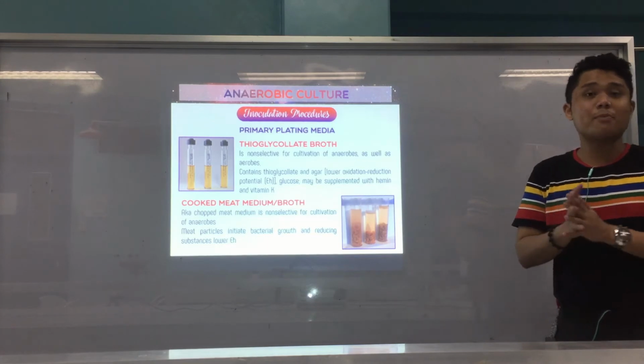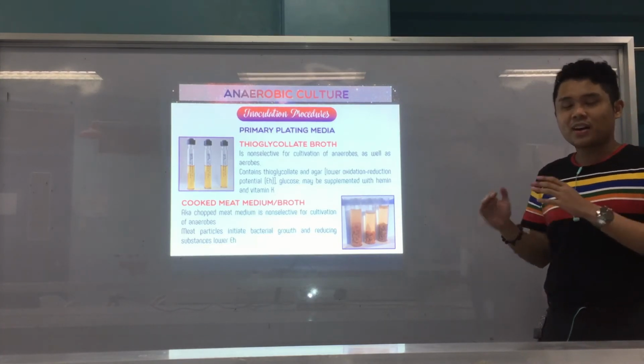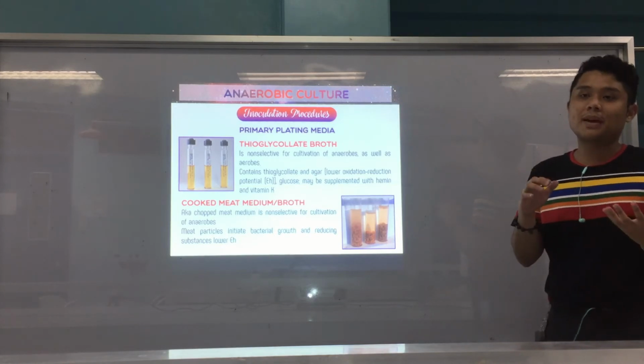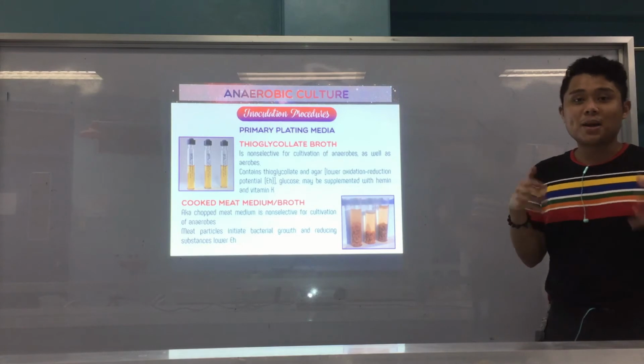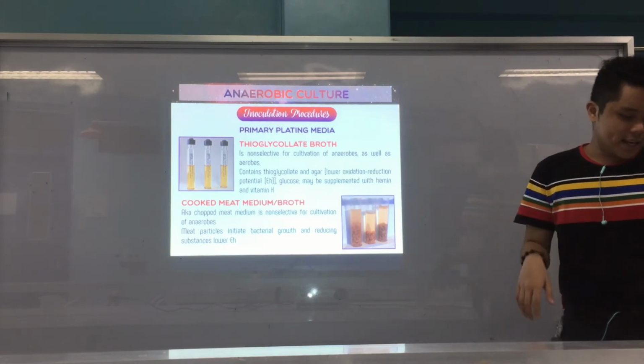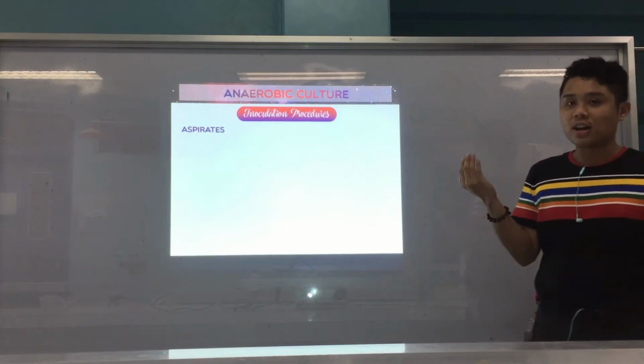Okay, so those were the primary plating media. So again, some of them are specific ra gyud for anaerobes, no? But some of them kay medyo same ra sa ginagamit nato for routine culture media, naay gamay na modifications, okay? All right. Now, after primary plating media, we now go to inoculation procedures. Like, how do we inoculate the specimen?